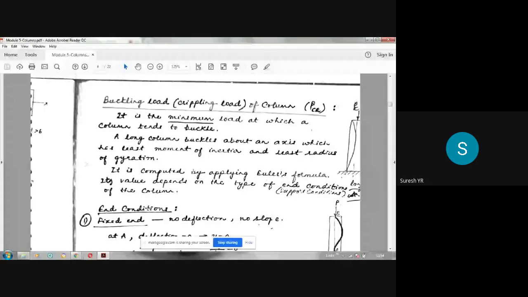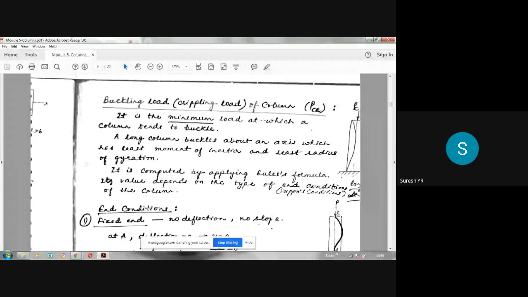Here also I have shown one end fixed, another end free. It can be both ends fixed, both ends hinged, or one end hinged and one end fixed, like that. So depending on that, your value of buckling load or crippling load will vary. The effective length of the column also varies with the end condition. Crippling load also varies with the end condition or support condition.